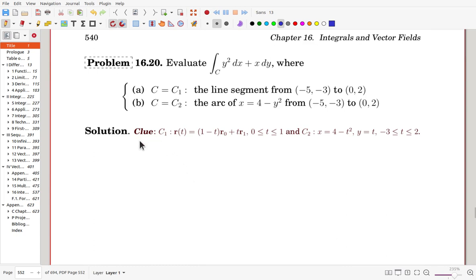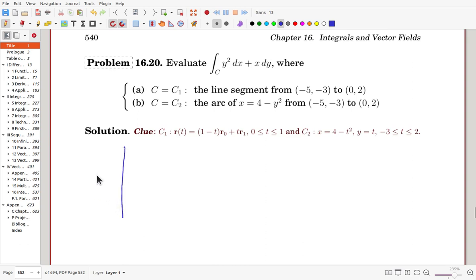This is the problem. Evaluate the integral over C of y squared dx plus x dy, where we have two curves, C1 and C2. One is a line segment from this point to that point, and another one is a parabola, from the same initial and terminal points. First, let's try to visualize the curves.